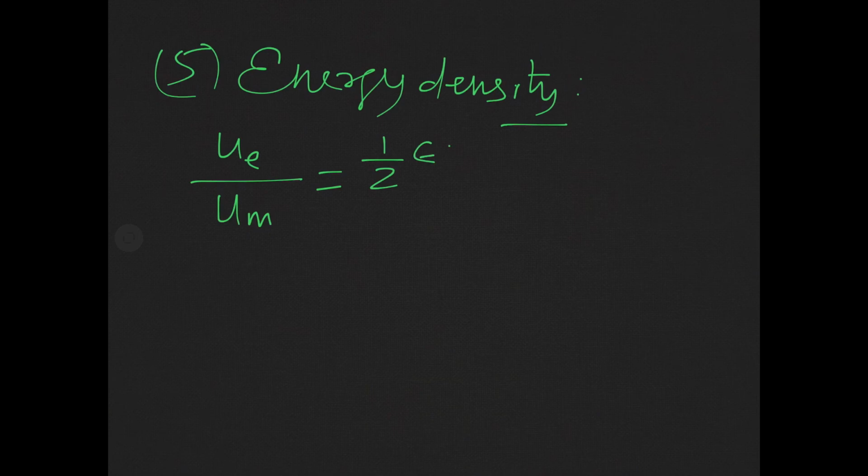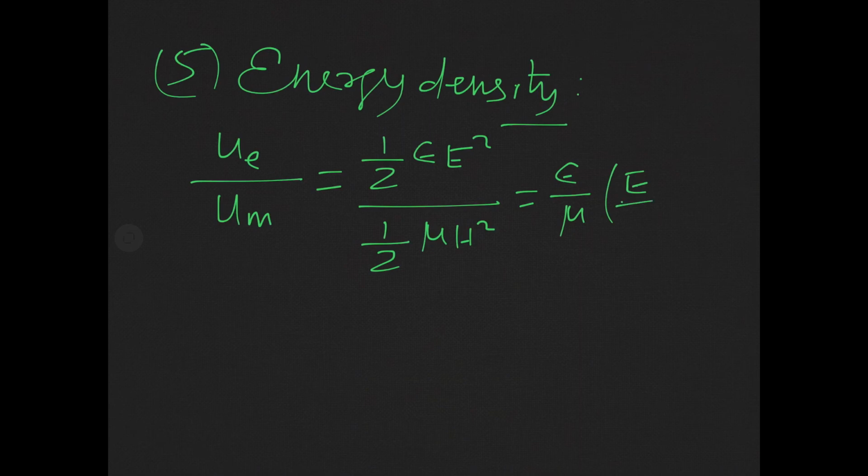We know UE is equal to what? This is actually 1 over 2 epsilon into E square. And what will be this UM? This is 1 over 2 mu H square. And so we can see from here, this is epsilon by mu times E over H whole square.